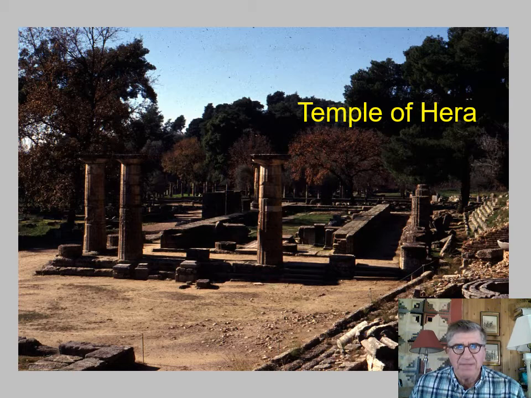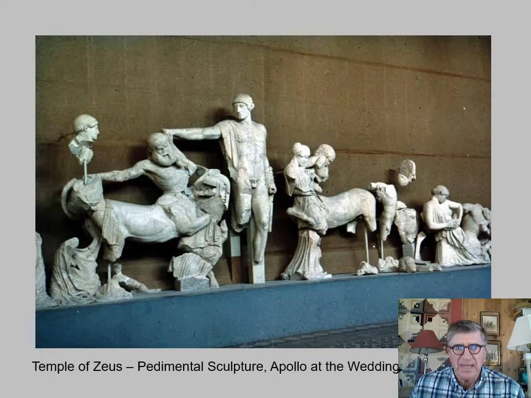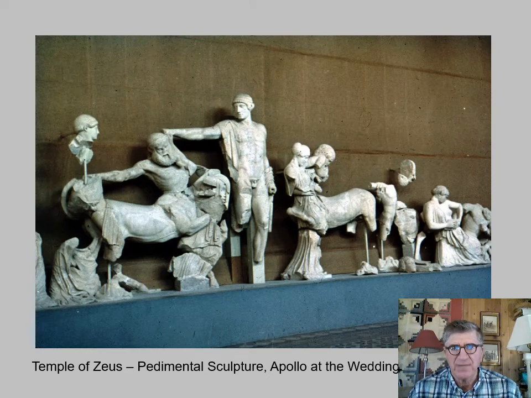Here is a view of the Temple of Hera. So we have a sanctuary where here is the remains of the sculptural work at the Temple of Zeus. This is Apollo who went to the dinner of the Lapiths. They invited centaurs who got drunk and began to grab all the women. You can see how it's triangular. It sat in the pediment.